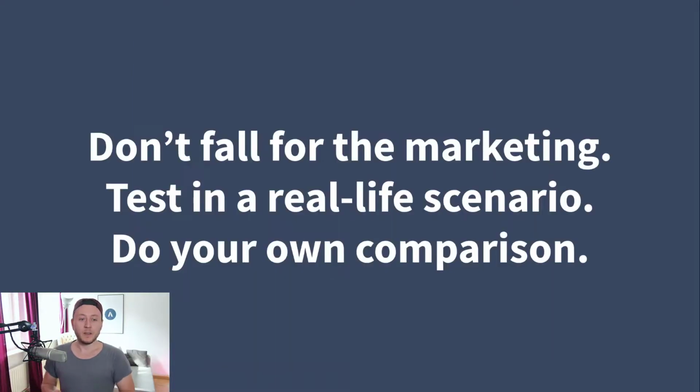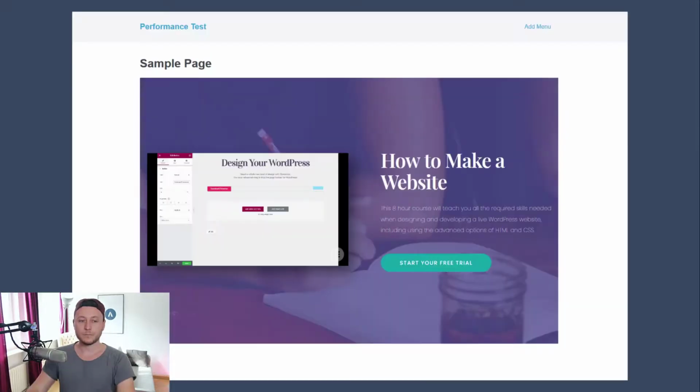So, all right, what I'm saying is don't fall for the marketing. There's a lot of marketing involved in this. You've probably seen it a thousand times, where it says this is the fastest theme of 2020, this is the fastest theme of 2019. What I would suggest is do your own comparisons, run your own tests, and make sure to test everything in a real life scenario where you maybe have your built out website and then just switch between the themes and run your speed tests.